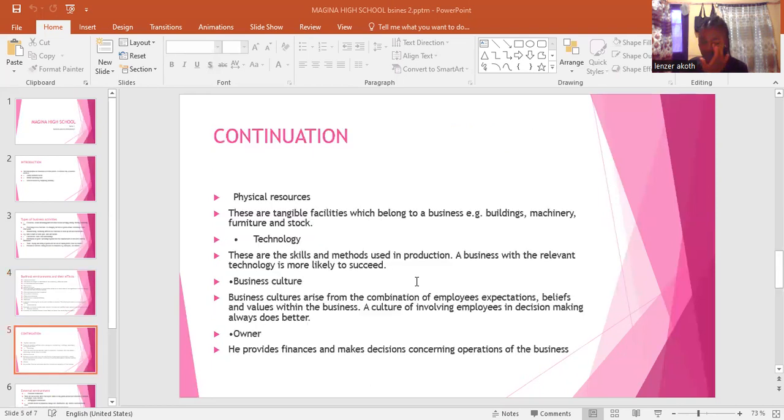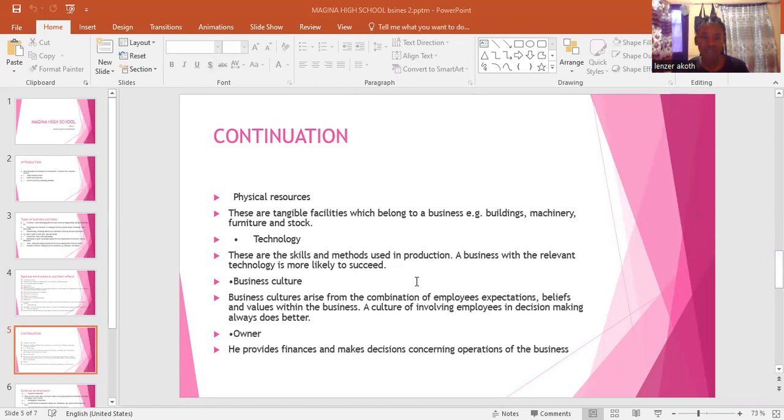We look at the physical resources. These are tangible facilities which belong to a business, like buildings, machineries, furniture. They are assets. In simple terms, physical resources are the assets of the business. Another factor is technology. Technology is the skills and methods used in production. So a business with the relevant technology is more likely to succeed as compared to a business with less methods used in production. It will never prosper.